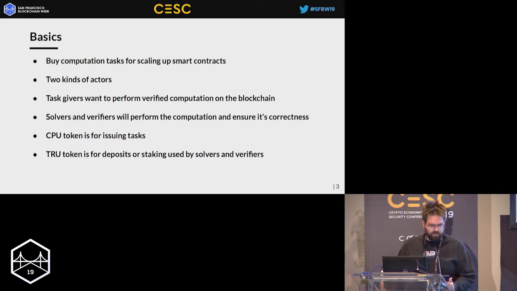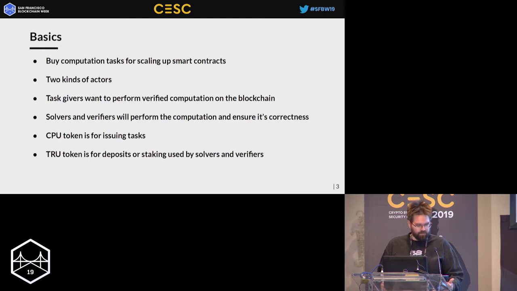Okay, let's summarize some basic concepts from Truebit that are needed. So we are building a system where users are able to buy computation tasks for scaling up smart contracts. This means that there are two kinds of actors in the system. First are called the task givers. They just want to perform verified computation in the blockchain. Then there are solvers and verifiers who will perform the computation and ensure its correctness.